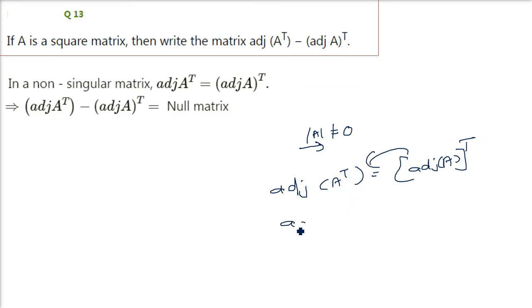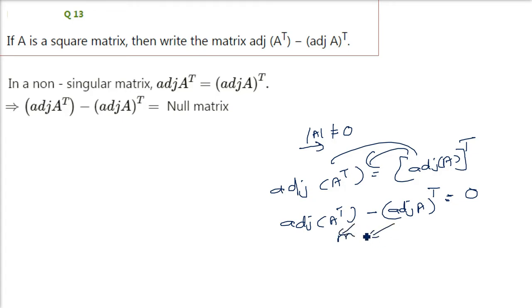When you take it on the left hand side, it is going to be not 0 but a null matrix, because these two are actually matrices. So adjoint of A transpose minus adjoint of A whole transpose is equal to null matrix, because these all are matrices. So the answer will be null matrix here. Null matrix is all about zeros. There is nothing in the matrix. All values are 0. Null matrix.